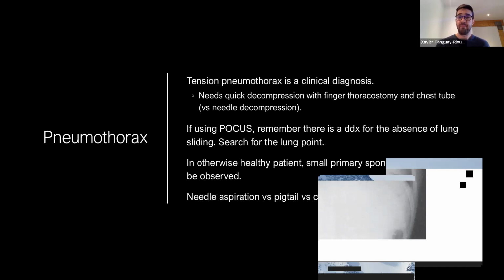In otherwise healthy patients, a small primary pneumothorax can be observed with repeat chest X-ray to see if it improves or resolves, and if it doesn't, or if it's a larger pneumothorax, you can consider needle aspiration, pigtail, or chest tube. I don't know if any of you have ever done or seen needle aspiration for pneumothorax. Personally, I have not, but it was interesting to read that it was an option in the Rosen. So I don't know if people are still doing that really, or if you should be just draining it with a pigtail as it's getting more and more available and accepted.